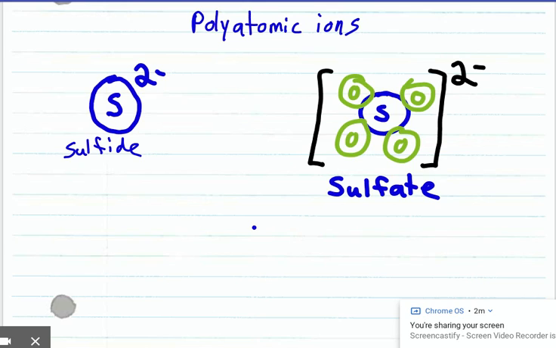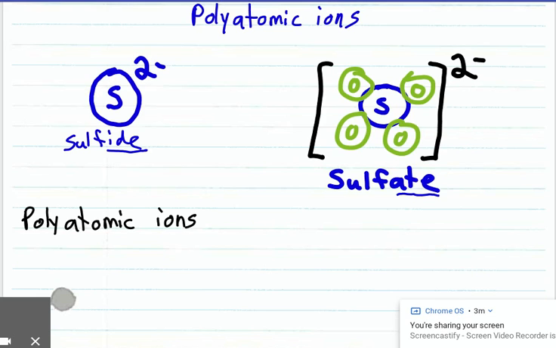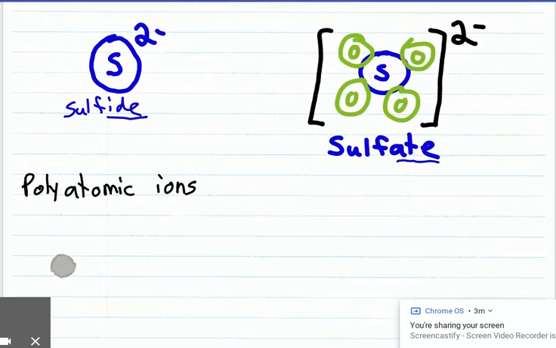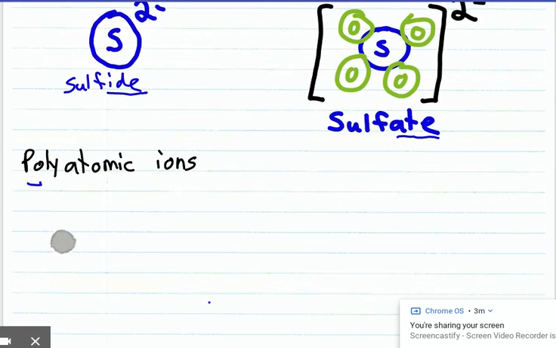So when we have just a single atom with an ionic charge, it gets the ending ide. But when you have a group of nonmetals bonded together, it gets the ending ate. So there's a few things that we should know when we're talking about polyatomic ions. The first one is that they're also called radicals. So you might see that word used to describe them, radicals.